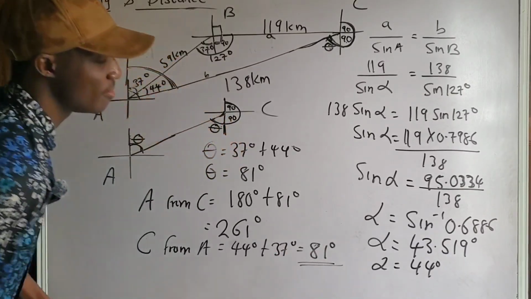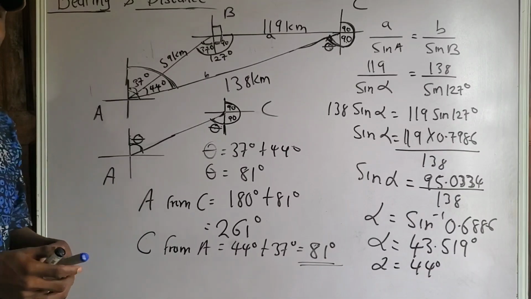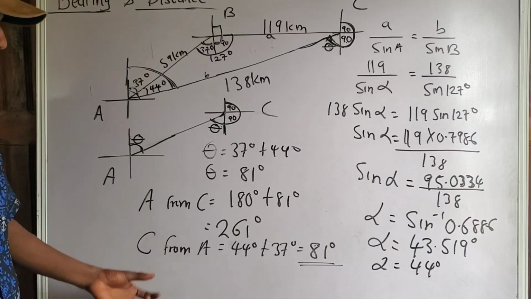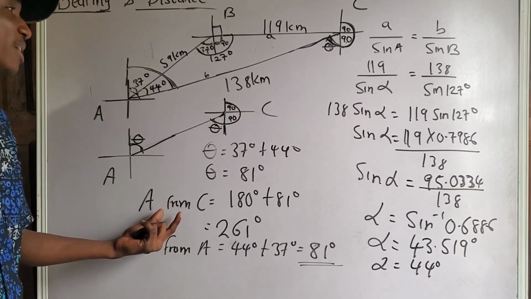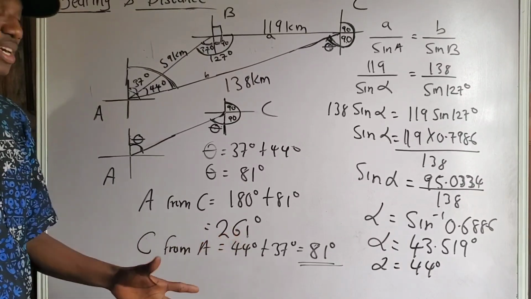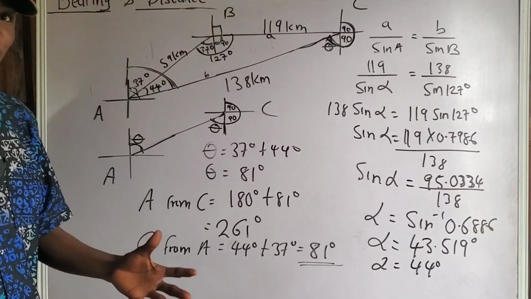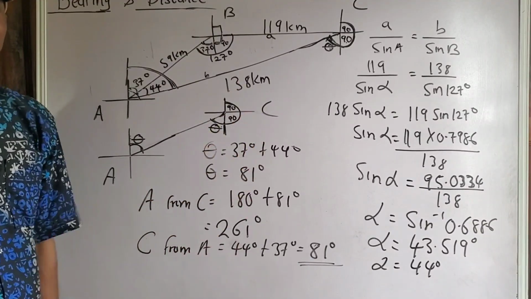So that is the bearing of C from A. Do you understand? Are you getting it? So it's simple. So the correct answer is this. And if you also want the bearing of A from C, that is 261 degrees. This one is correct, but that is not what we were asked to find. I just checked the question and discovered that I was actually solving another question. So that is the solution to that question.